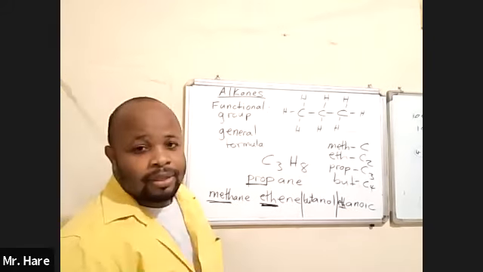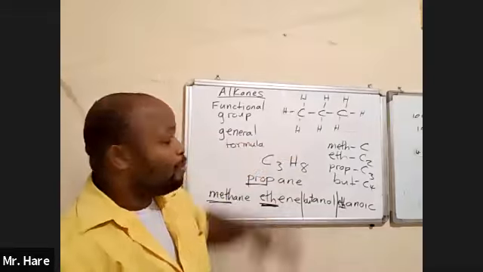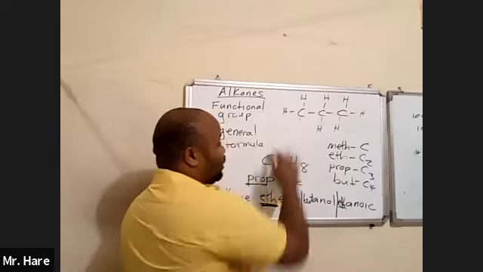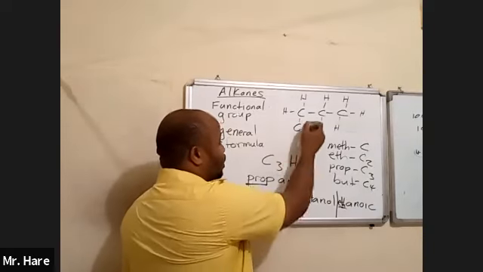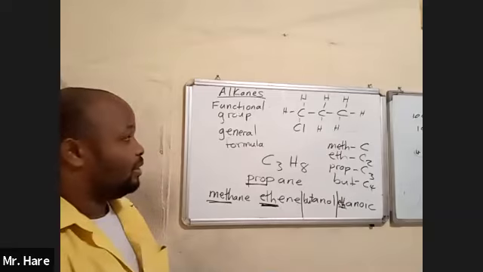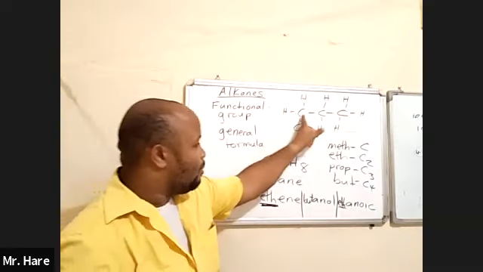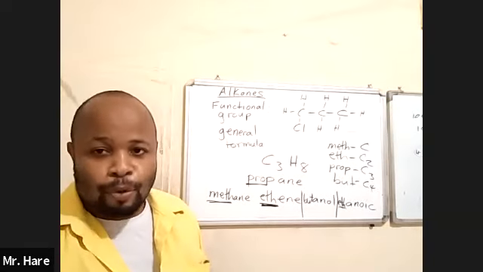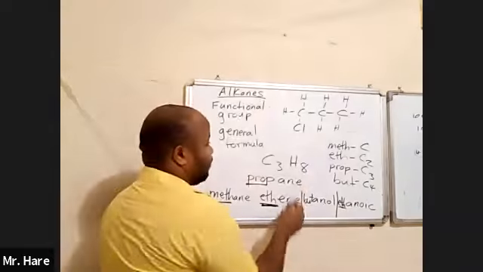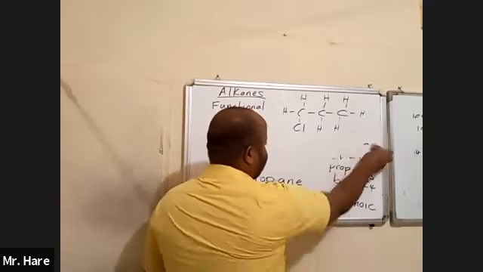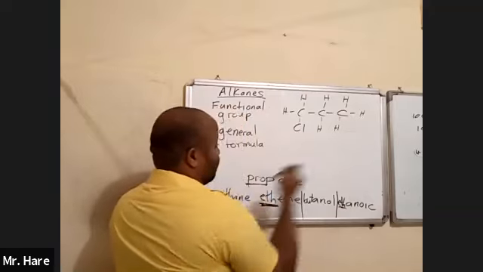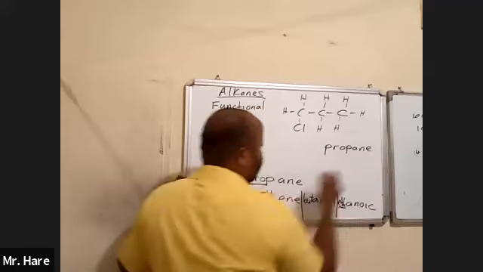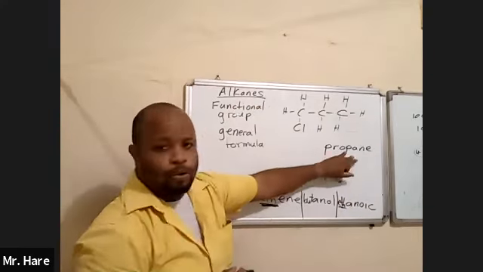All right, so this would be propane. Now I'm going to erase a hydrogen, and I'm going to put on chlorine on it. You count the amount of carbon atoms. So it's 3 carbons, so it is still propane. That would be chloro. So 3 carbons, it is propane.